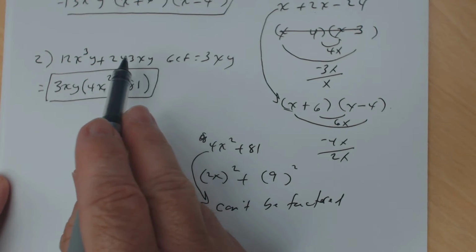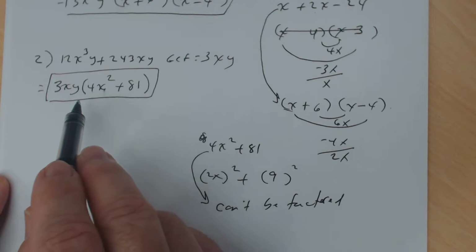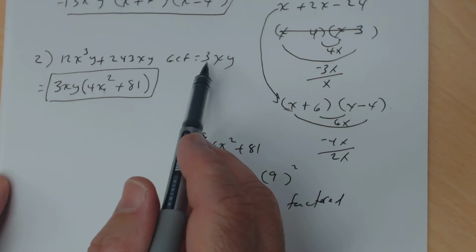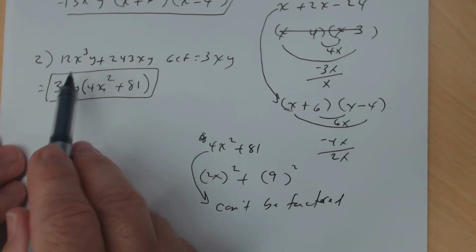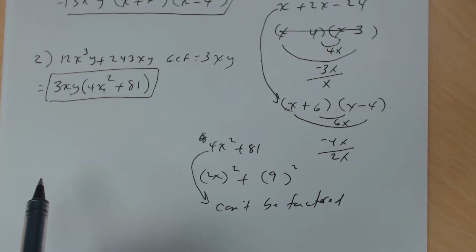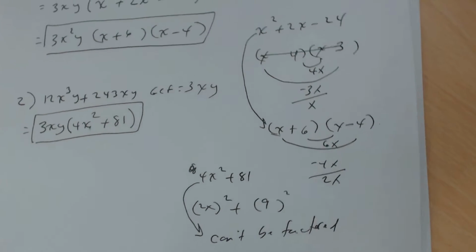Don't say that this right here, number 2, is prime. It's not, because we factor out a GCF. This right here is prime, but this is not. Okay? All right, number 3.